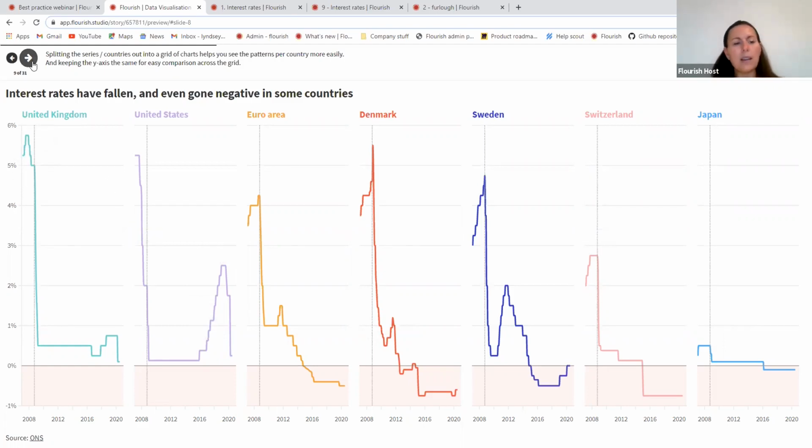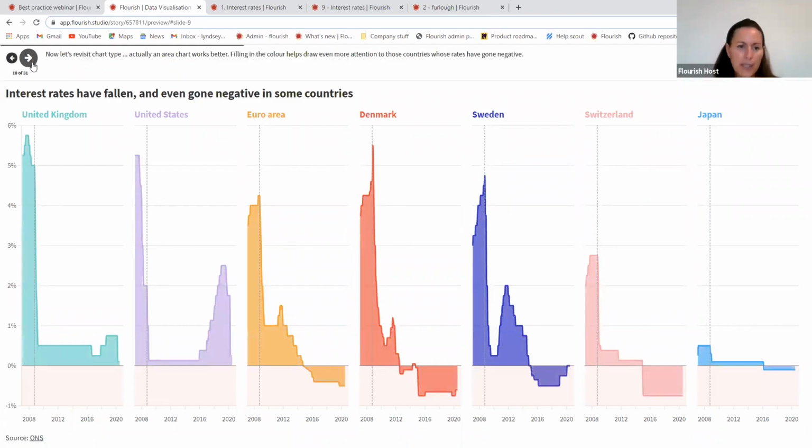Then I think about, if we change this to a slightly different chart type, does it help again reinforce our message? So here, if we change it to an area chart, we are using this color filling to really emphasize the countries where interest rates have gone negative. And so this actually might be a better chart type for this example.